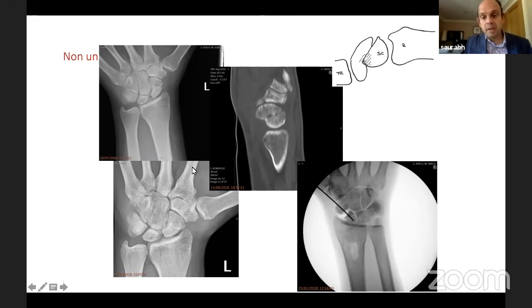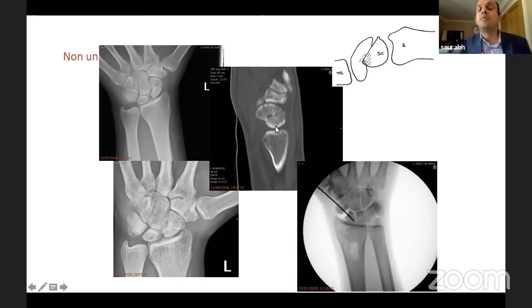So this is a case of non-union of a waist scaphoid. Again, it's not very classical in the sense, but there are still some findings. If you're shown this X-ray, you will say it's a PA wrist because the ulnar styloid is most ulnar. You can see there's a clear displacement, and look at that small cyst. You can see those corresponding cysts in the CT.